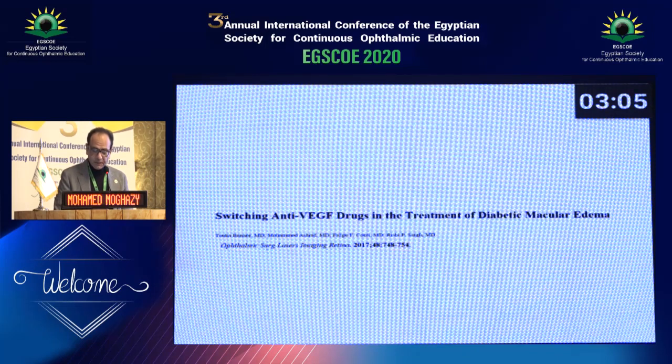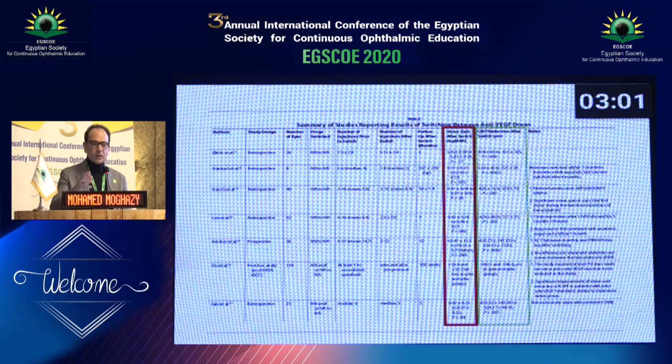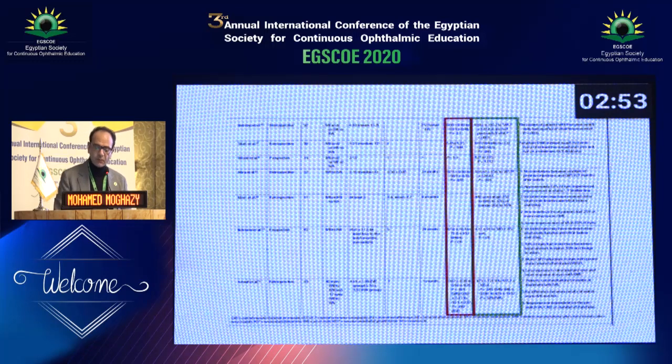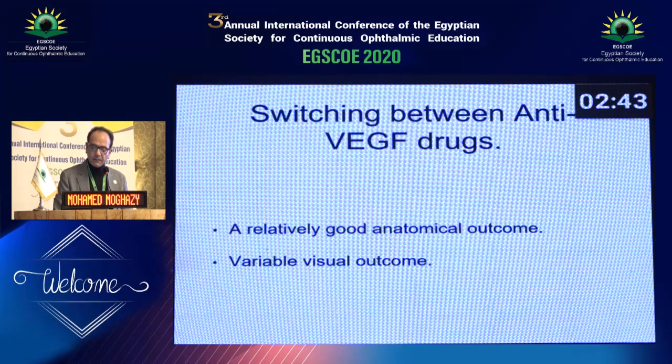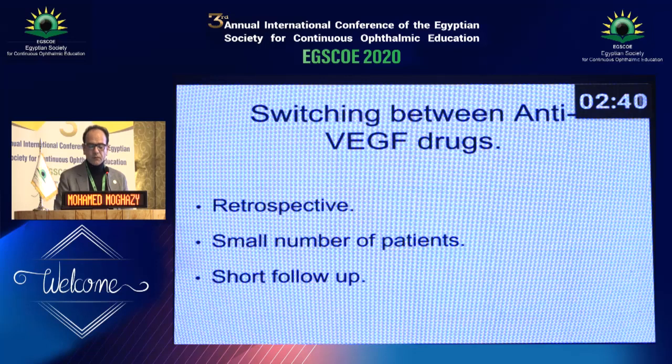So this is a very nice analysis from 2017, showing a lot of case series and case studies in patients who have switched from one anti-VEGF to the other. This is from Avastin to Lucentis, and this is from Lucentis to ranibizumab. The conclusion is most of those patients did not show any meaningful improvement in visual acuity. However, they showed some dryness of the macula. There is a limitation, of course, for those studies. They are retrospective, with a small number of patients and short follow-up.